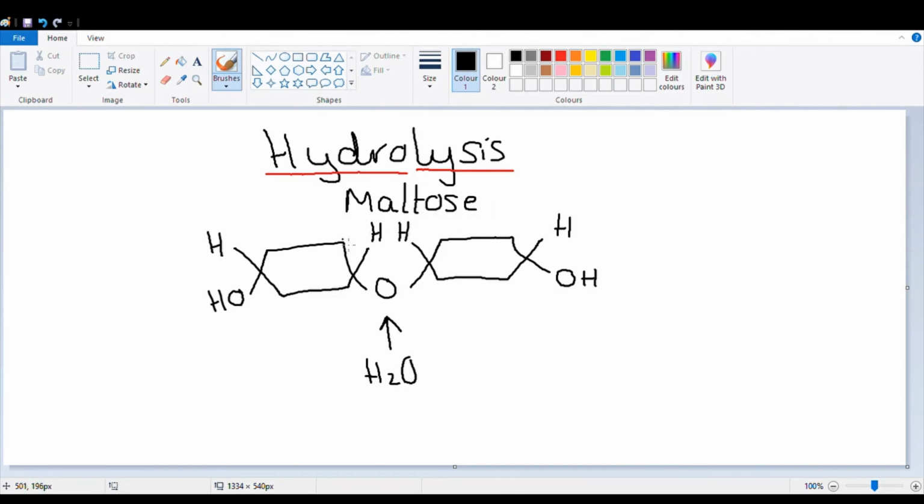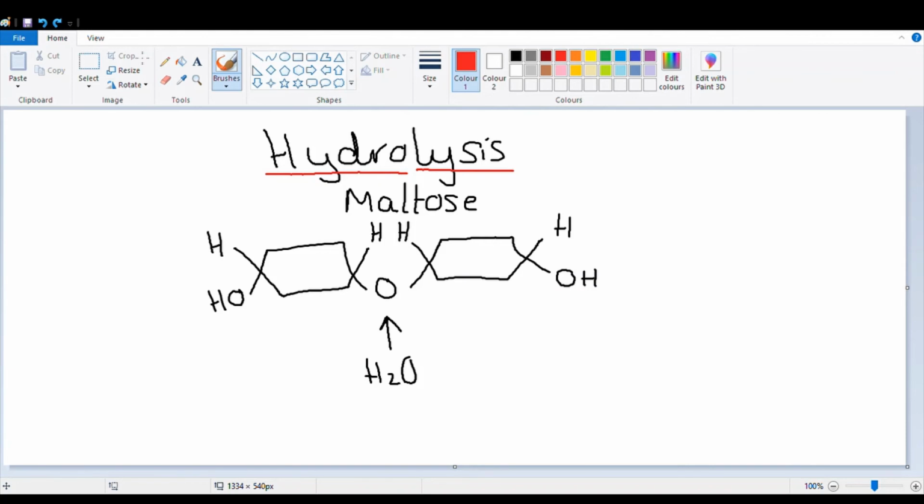That's our disaccharide made from 2 alpha glucose subunits. And I have a molecule of water. Now you can see here, I've drawn an arrow pointing to our glycosidic bond. And that's because we are using water to split up our glycosidic bond.